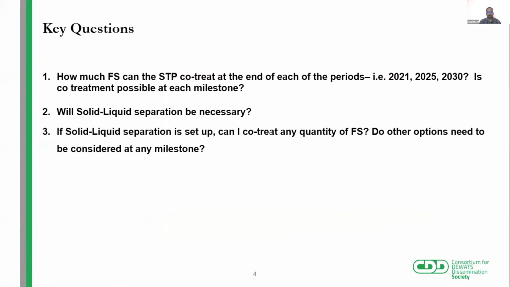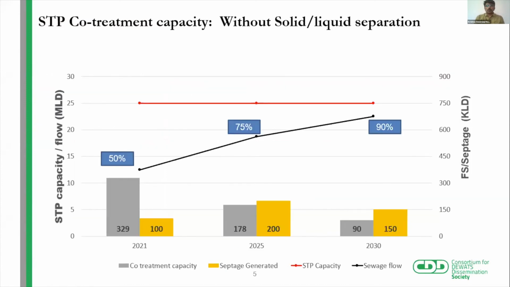Yeah, thanks, Ananta. So again, we'll get back to the key questions with the simulations that Ananta has done, and just recap what was shown. So without solid liquid separation, we see that the co-treatment capacity is, we can do up to 329 KLD of FS, co-treat so much quantity at the current utilization, which is at 50%.